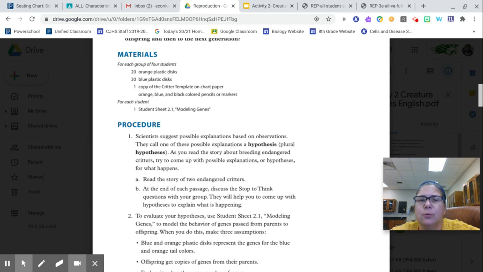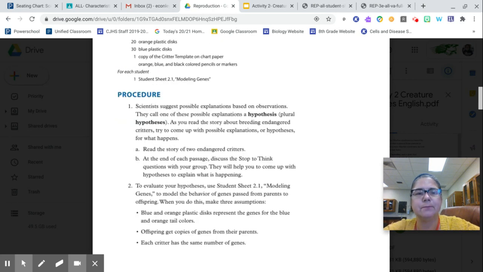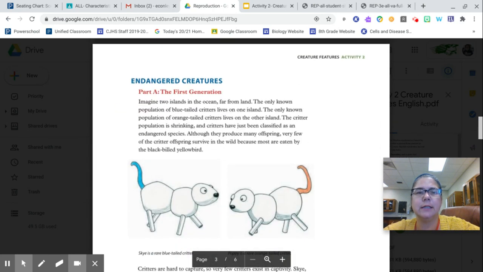So in part A, you're going to read the story of 2 endangered critters. At the end of each passage, you're going to pause and answer the stop to think questions. It says with your group, but remember, we're going to be doing this part independently. You will have a chance to share out your hypotheses at one point. Your group members, when you do share out, will help you come up with other hypotheses, but we're going to use a Jamboard, I think, after the second passage, and that will help us share with one another and collaborate. So we are ready to go on to the story part, which starts on the next page.